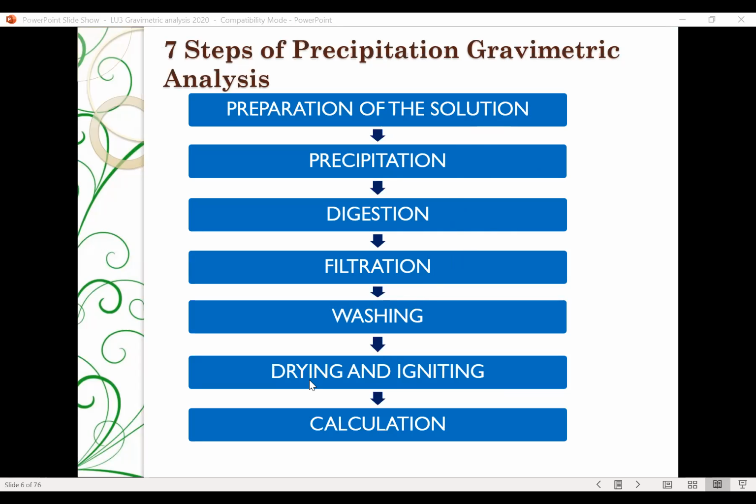Sometimes you want to only dry the product to get the final mass of your product. And sometimes you not only require drying, but also igniting in order to get your final product. That depends on the type of chemical species you are working on. And the last step is the calculation. This is always the 7 sequence of steps that you need to remember when we deal with precipitation gravimetric analysis.